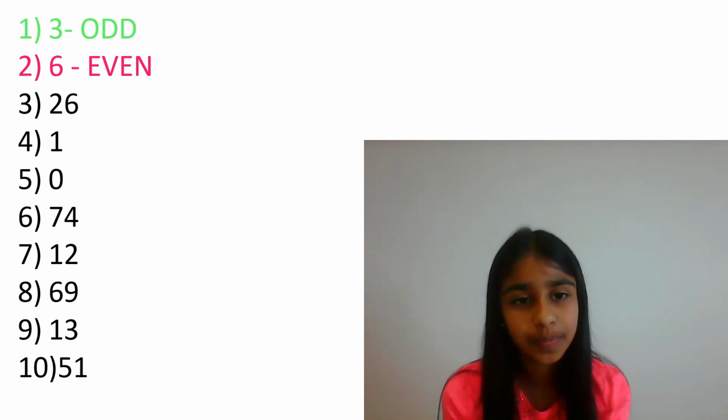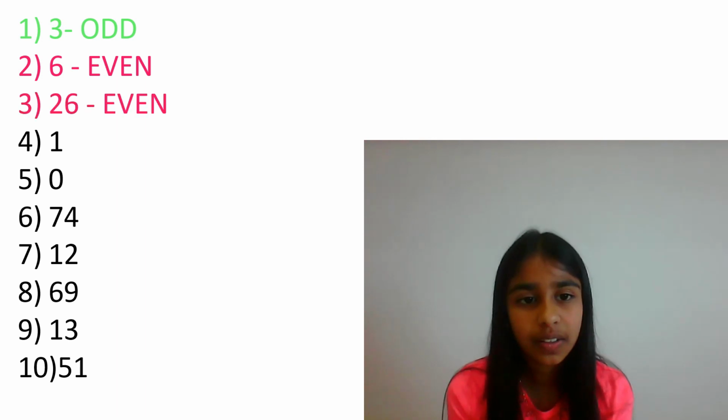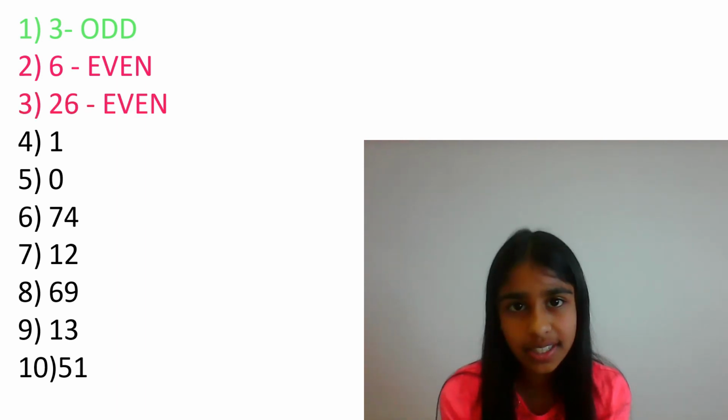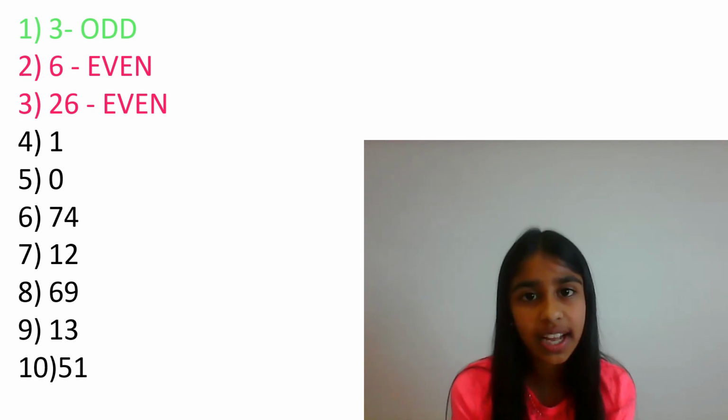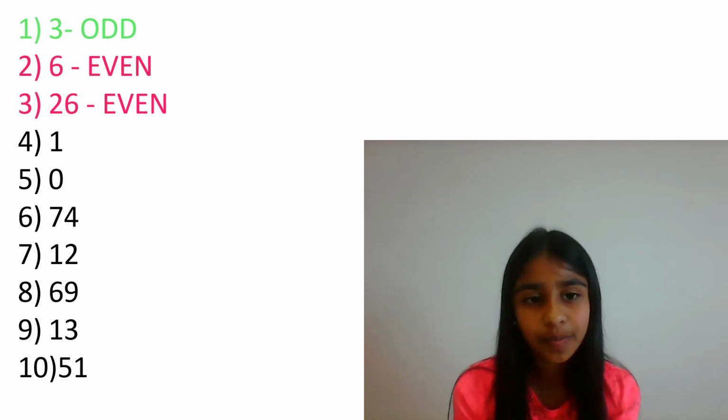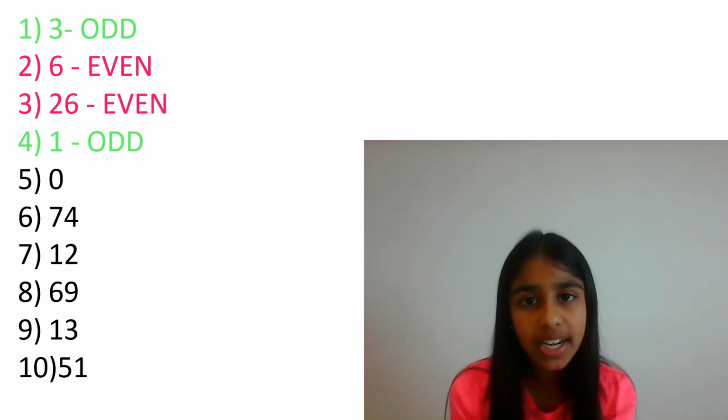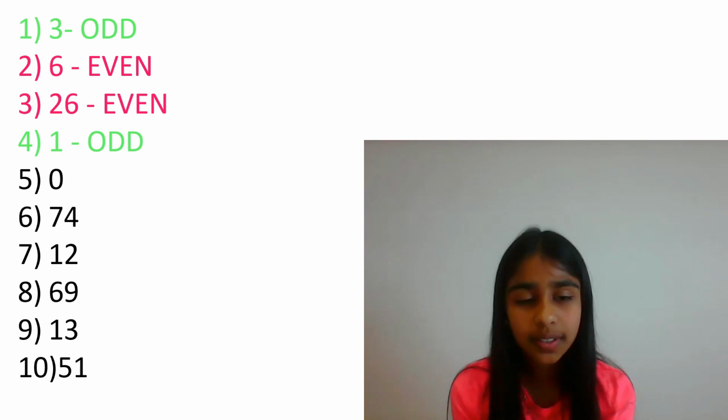Number 3, 26. 26 is an even number because you know that at the end of an even number, it always ends with 2, 4, 6, 8, or a 0. Number 4, 1 is an odd number because you know that odd numbers always end with 1, 3, 5, 7, or 9.